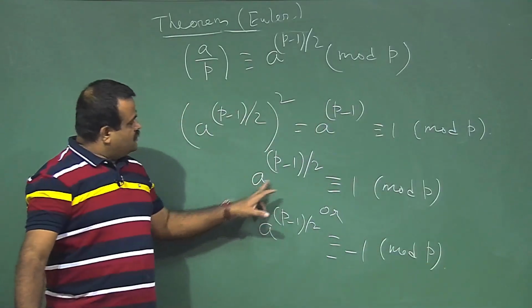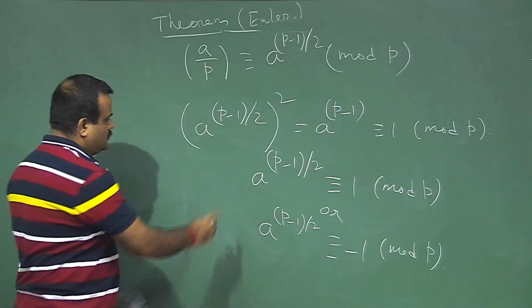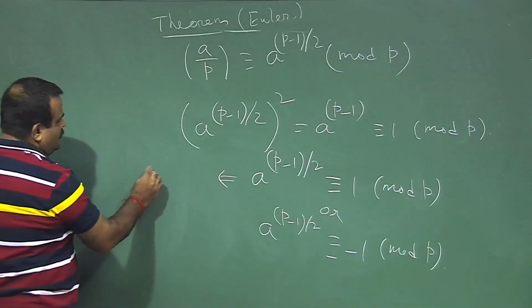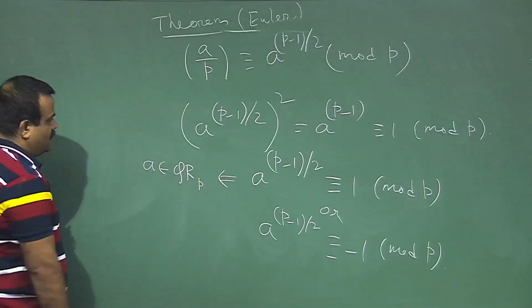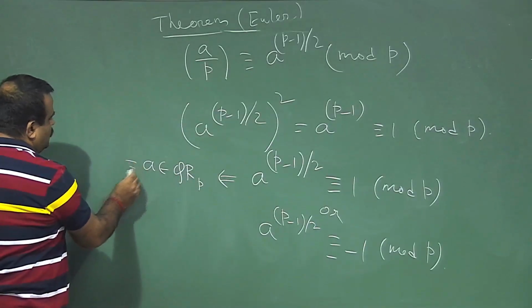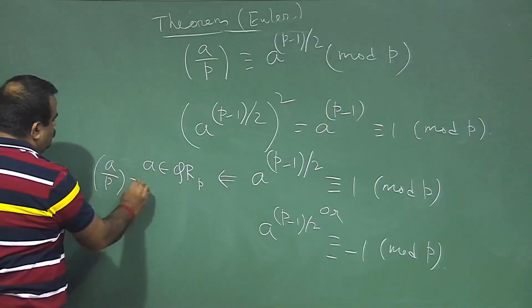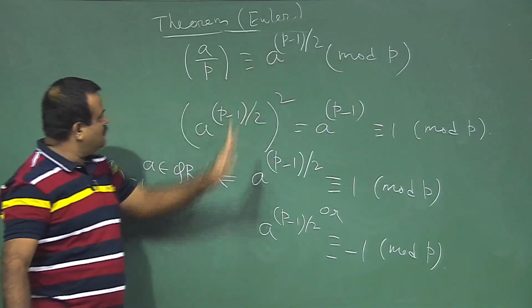Now, we know this is 1 if A is a quadratic residue. If this is 1, then A is a quadratic residue mod P, and in that case, if A is a quadratic residue, then (A/P) we know is 1. So, that means (A/P) is the same as A to the power (P minus 1)/2.